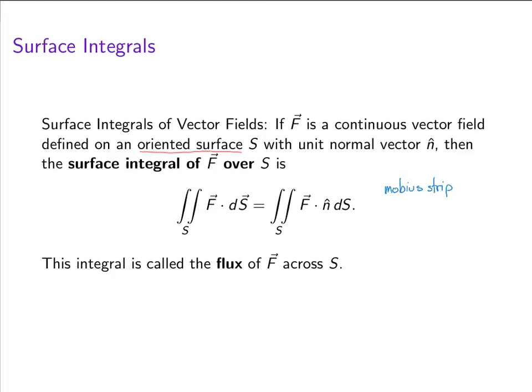And let's say that our surface has a unit normal vector n, then the surface integral of F over the surface S is defined to be the surface integral of F dot n. And this second double integral that you see here is the kind of surface integral that we just talked about. This is a surface integral of a scalar field because once you compute this dot product here, you get a scalar function. This integral is called the flux of the vector field F across the surface S.